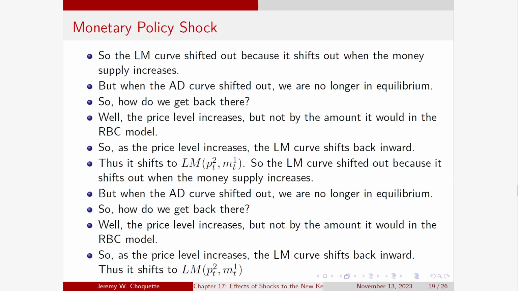So the price level increases. But remember, if the price level goes up, the LM curve is going to be shifting in. The price goes up, LM shifts back. So it's going to shift the LM curve back to LM of P2 and M1. The LM curve initially shifted out because the money supply increased, but now it's going to be shifting back in because the price level goes up in response to that aggregate demand shock. So aggregate demand shifts out, no longer in equilibrium. Price level has to go up, but like I said, not by the amount that it would have in the real business cycle model.